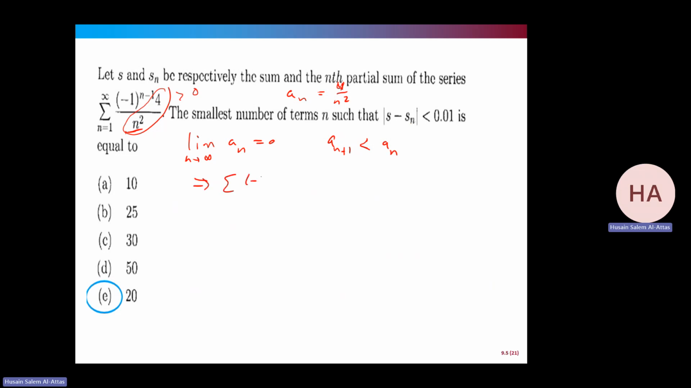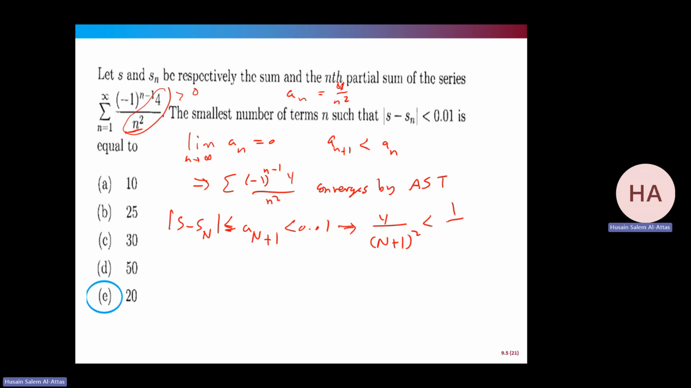So the summation of 4 over n squared converges by the alternating series test. Now we need the error, s minus Sn. I know it's less than or equal to a(n+1), and they want that to be less than 0.01. So a(n+1) will be 4 over (n+1) squared, less than 1 over 100.